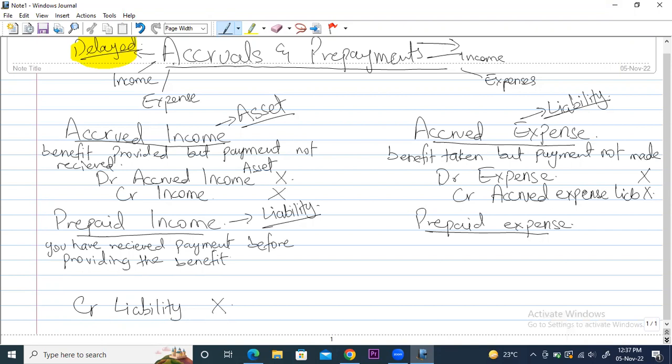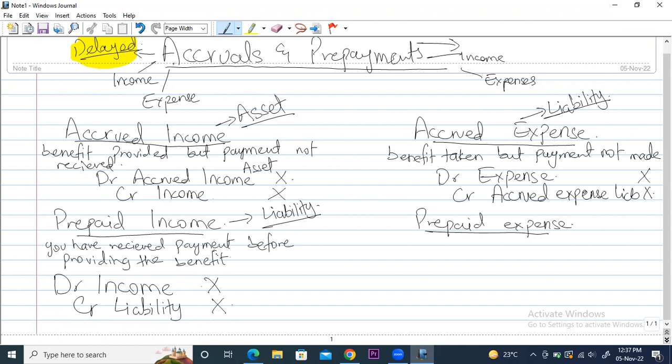For explaining that, I will have to post this double entry. So what we'll have to do is debit the income over here, because we need to remove the income. Remove the income because it does not relate to this year.